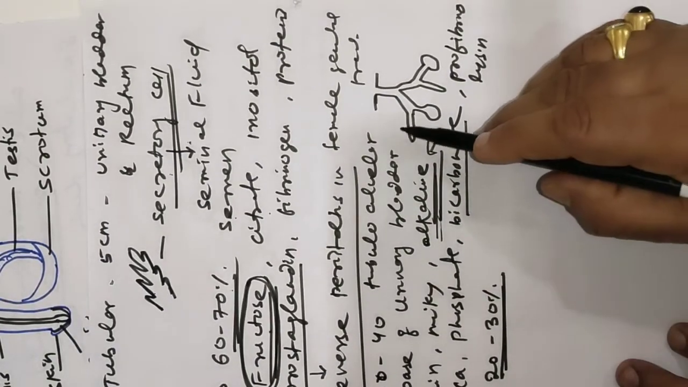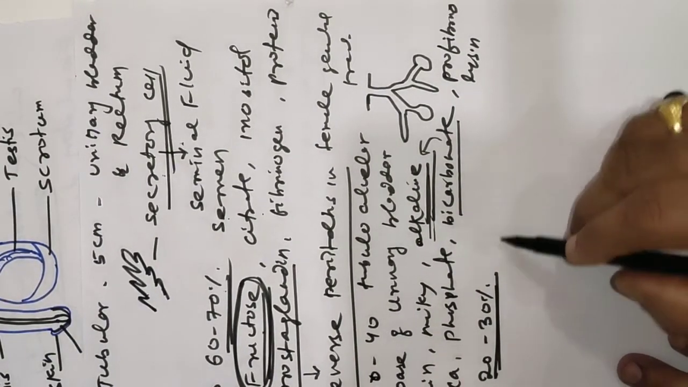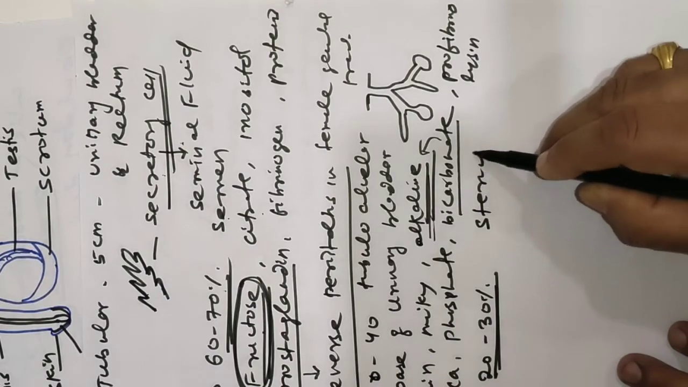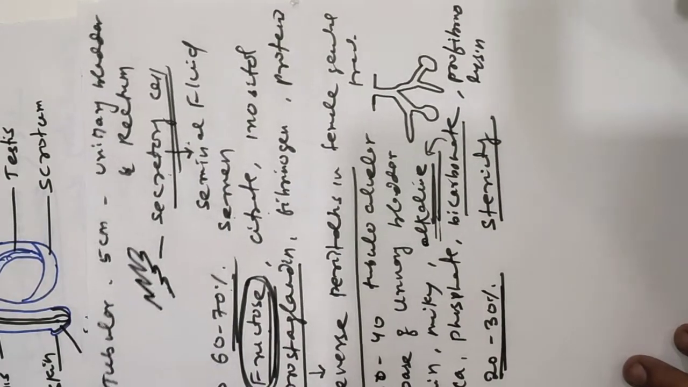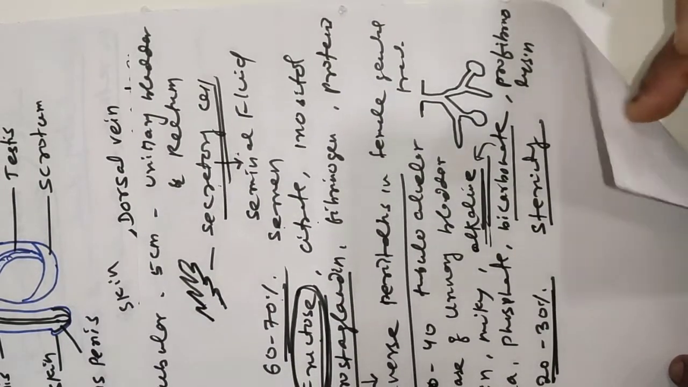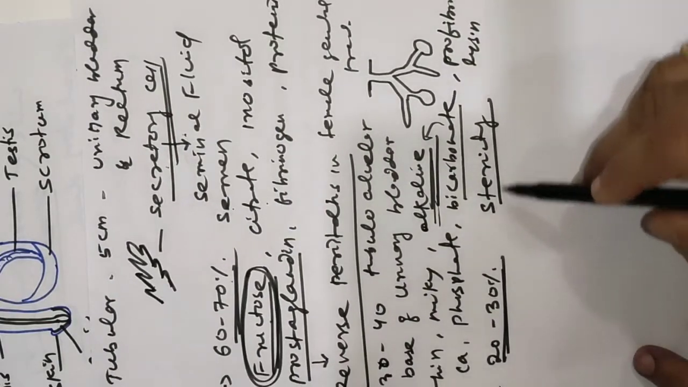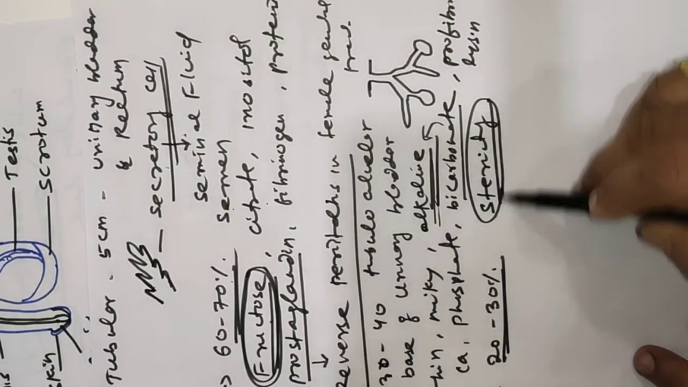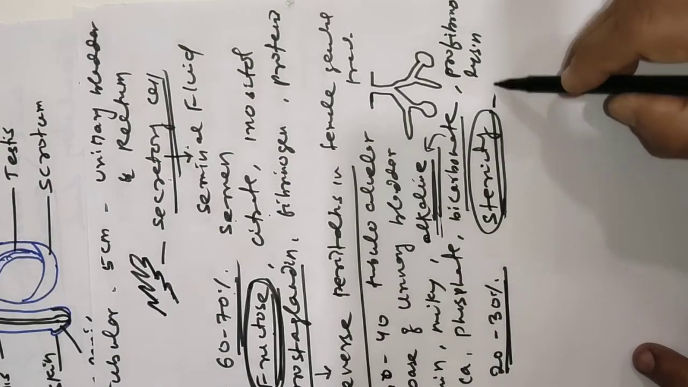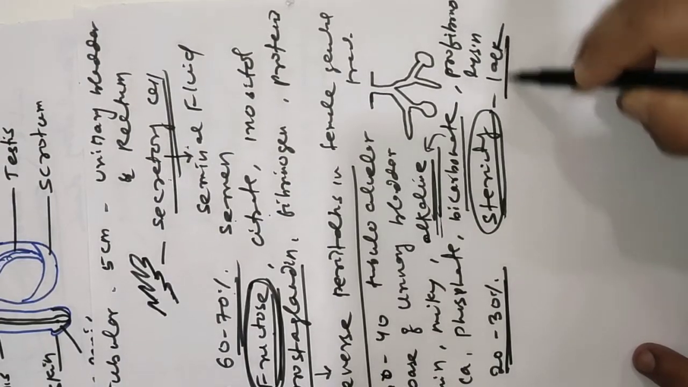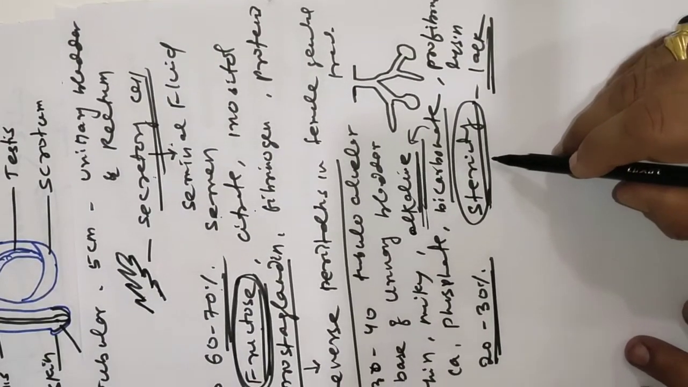So, the removal of prostate secretion causes sterility. Clear? It is essential for the sperm activity. The lack of secretion causes sterility.